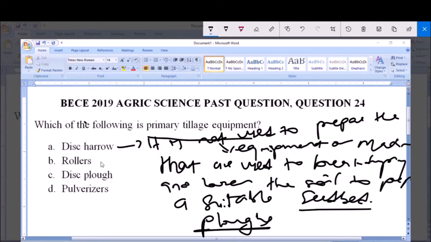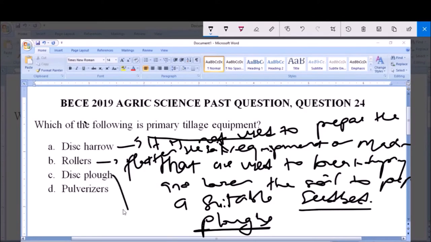Now B here says rollers. These rollers are machines that are used to flatten soils. We use these rollers to flatten the soil. Maybe after tillage or after harrowing, the soil is not leveled. You use rollers to flatten the soil.